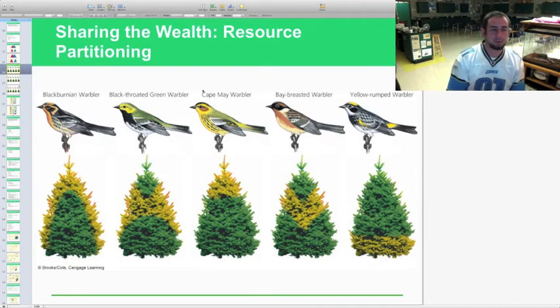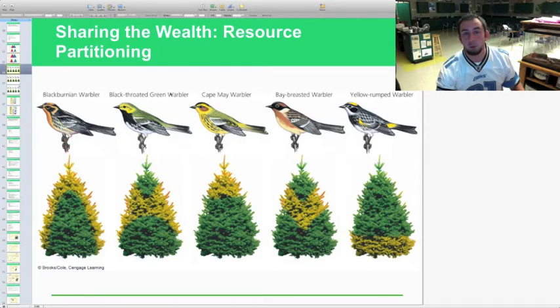So our prime example in the book is the warblers. This gives you a couple different types: the Blackburnian warbler, the black-throated green warbler, the Cape May warbler, the bay-breasted warbler, and the yellow-rumped warbler. Now, if you notice, they're all living on the same species of tree, but they're living in different areas of the tree. This one's living at the top of the tree, kind of on the outsides and at the top. This one is living kind of in the middle of the tree, maybe even inside of the tree. This one is living at the tip top of the tree.